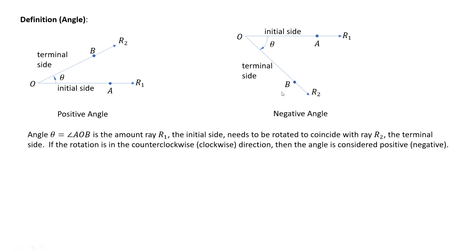And now here we have a negative angle. The concept is more or less the same. We have an initial side, ray R1, and the terminal side, ray R2. And if the question is, what's the angle between ray 1 and ray 2, then you'll say, well, how much do I need to rotate R1 so that it coincides with R2? Oh, you need to rotate it by this amount, theta. So that angle is theta then.